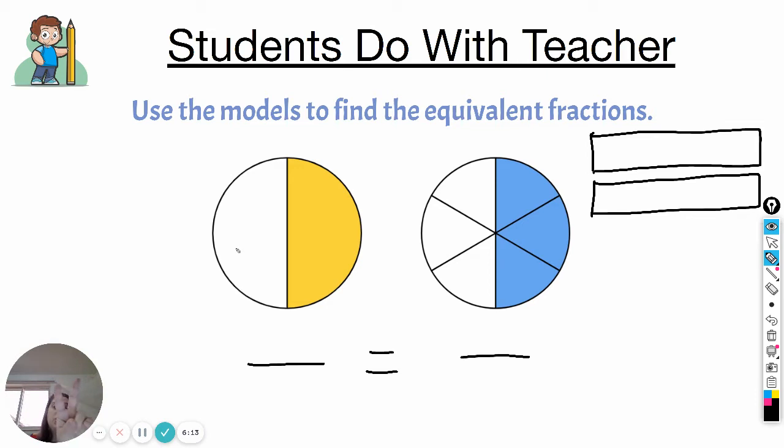Should have been holding up 2. This piece is broken into 1, 2. So our denominator is 2. Now look at the blue shape. Take a second, don't hold up your fingers yet, but count how many pieces this shape is broken into.